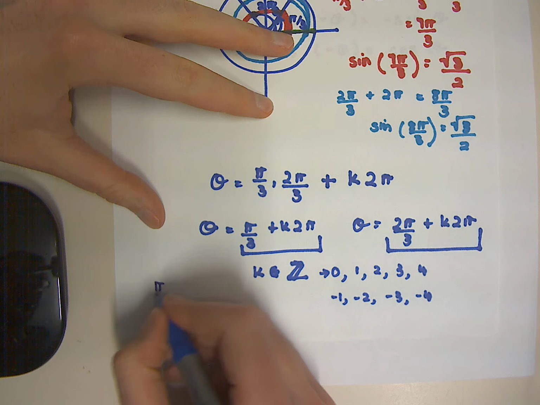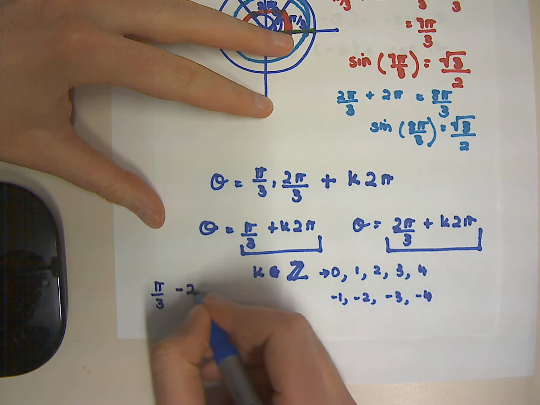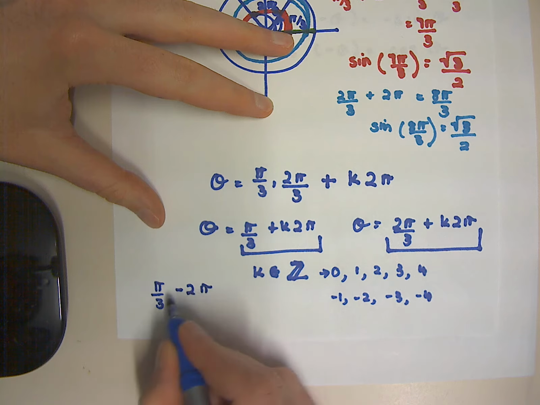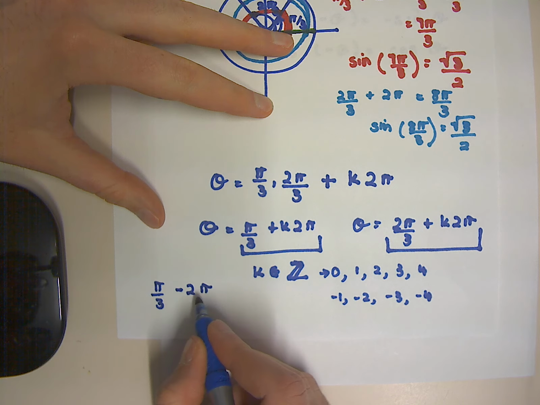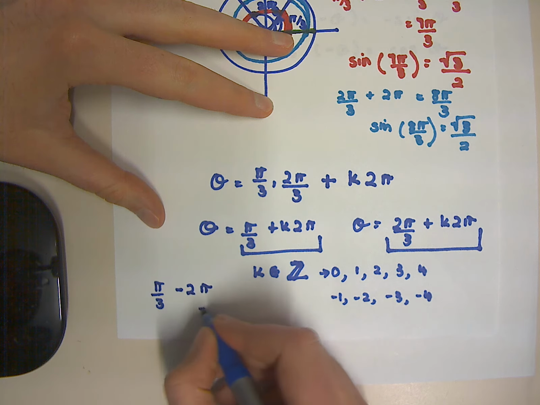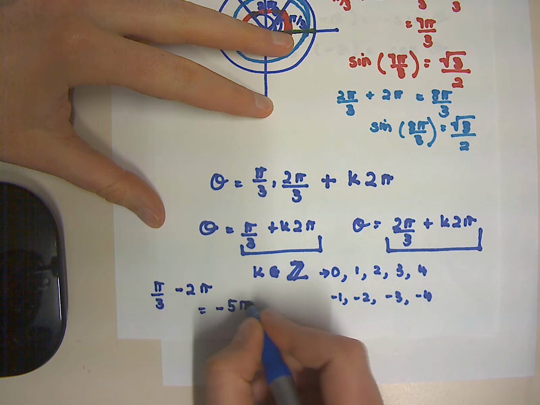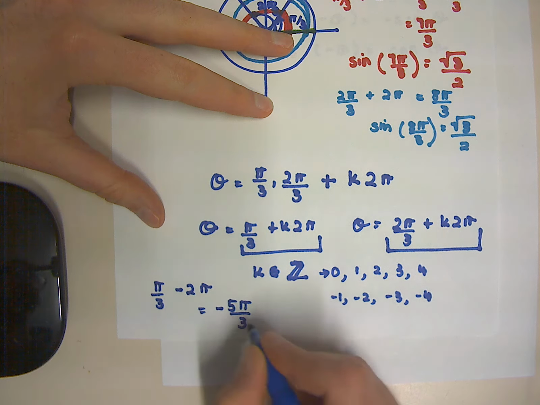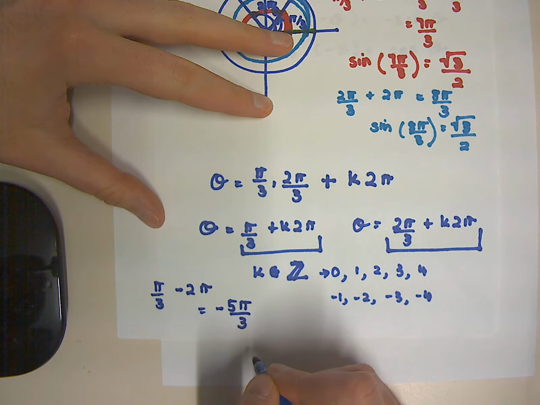So that angle would be pi on 3 take 2 pi, so I've gone back a revolution. So it's pi on 3 take 6 pi on 3. So it's negative 5 pi on 3. And so that's a solution to my equation as well. Instead of going on a revolution, I've gone back a revolution. It's a valid solution. So k being in the integers is a short way of representing those infinite solutions I have.